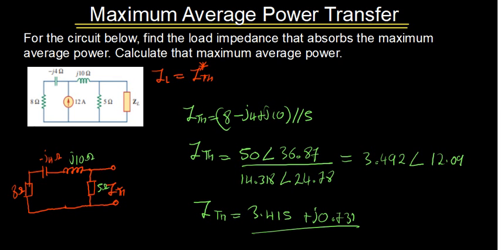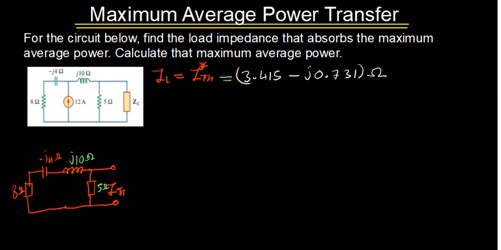But remember, the load impedance is the complex conjugate of the Thevenin impedance, and the complex conjugate of what we have right now is simply 3.415 minus j0.731. Of course, we are using ohms there, and that's the value that we have. I'll leave it there. We might need to use it at some point. In fact, we are going to use it.